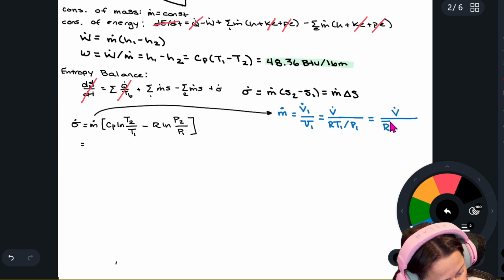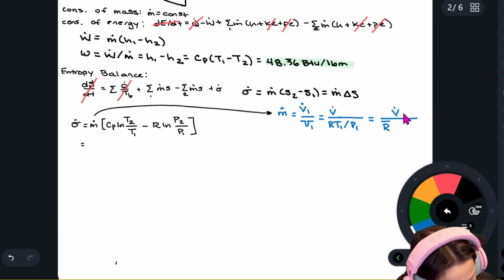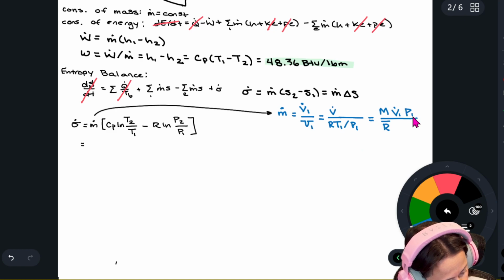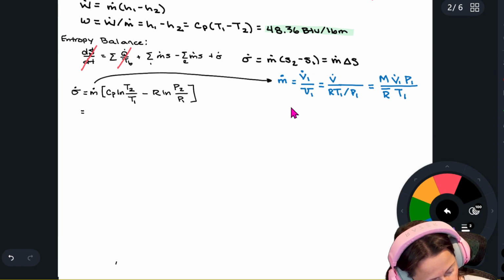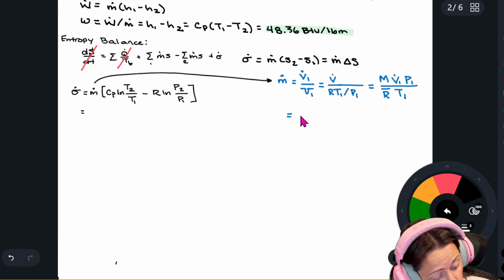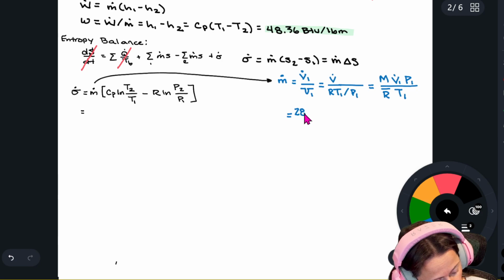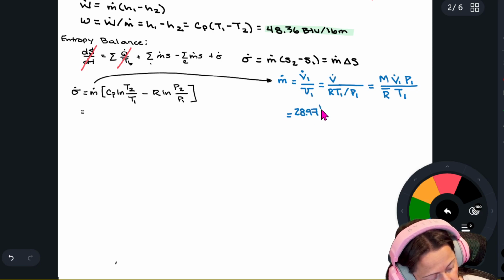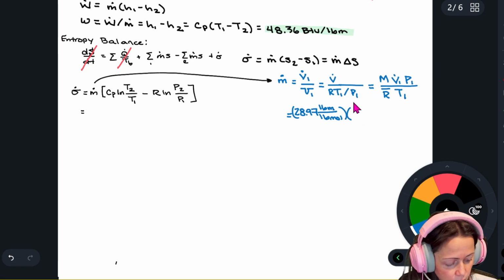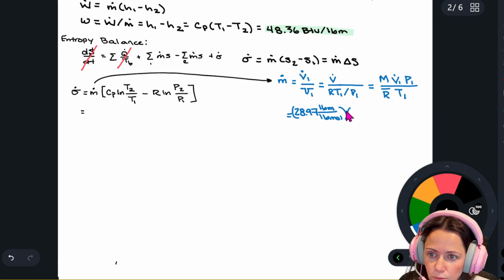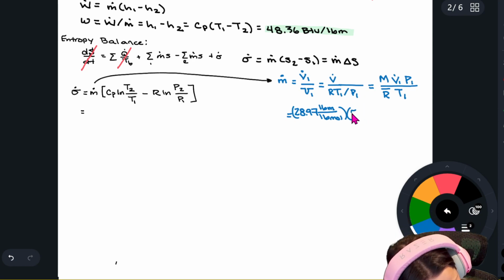So that specific gas constant is R bar over our molar mass. I'm going to bring that pressure up here, and there's our T1. So let's go ahead and plug those things in, make sure we got everything. Our molar mass for air is 28.97 pound mass per pound mole. My V dot was 5 feet cubed per minute.